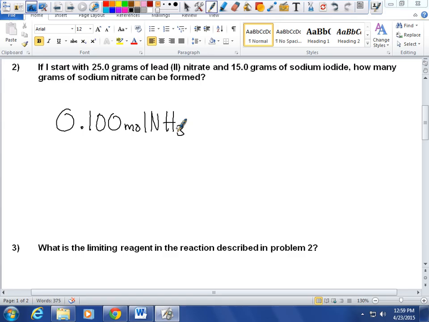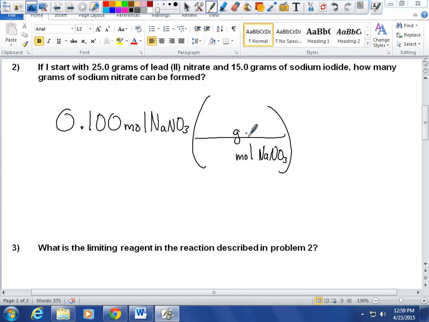But from this, what can we do? I did it again. NaNO3 is a lot easier to write. So I've got moles. What do I do? Because the question is grams. Just convert it to grams. So moles of NaNO3 to grams of NaNO3. What's the final answer to 3 sig figs? It's going to be 8.50.